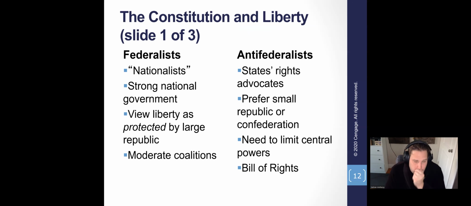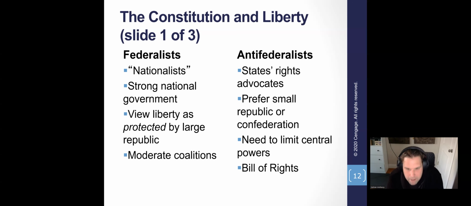But here's sort of a breakdown. The Federalists were nationalists, right? They wanted a strong central national government, strong identity of the United States as its own thing. And they viewed liberty as protected by the large republic, right? And that the government existed to protect the liberties of individuals, right? And so they established a number of coalitions, a lot of which were rather politically moderate.